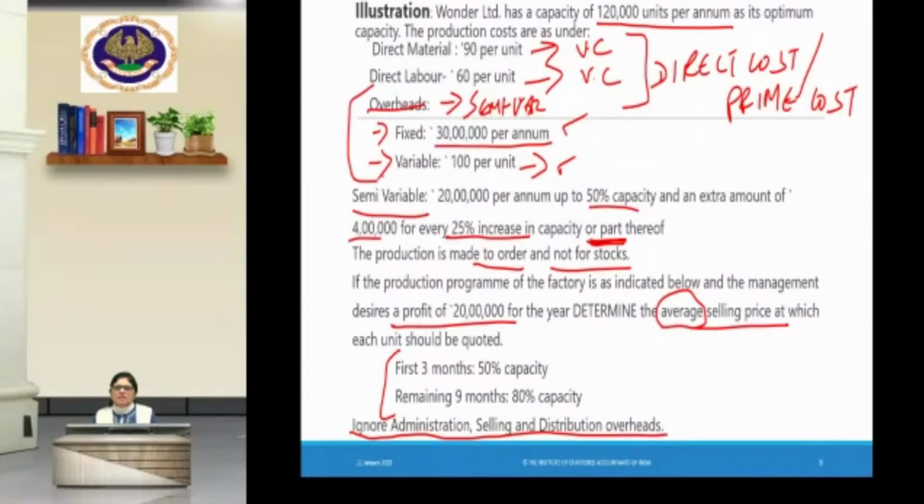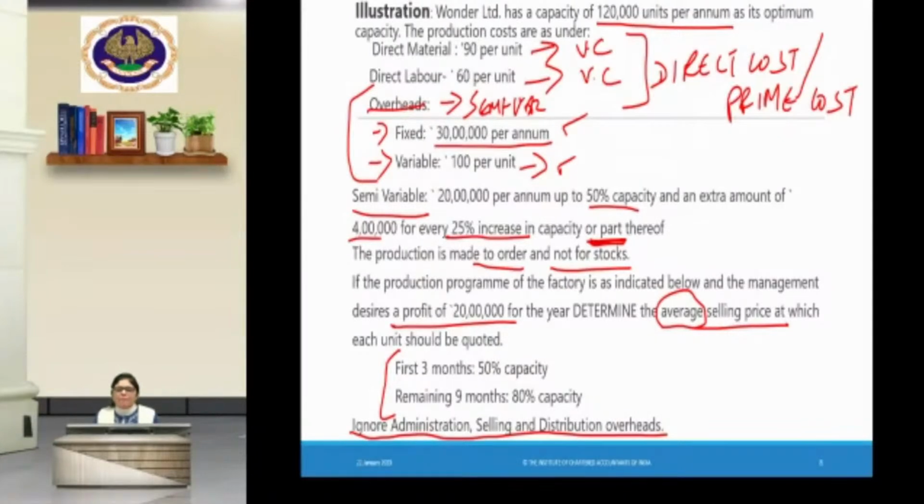All right. So how do we compile the question? We have direct material, direct labor, that is 100% variable. So it will change in equal proportion to the capacity. Overheads fixed will remain fixed. Variable overhead will change as per the production capacity. Semi-variable, they have given how it's going to change.